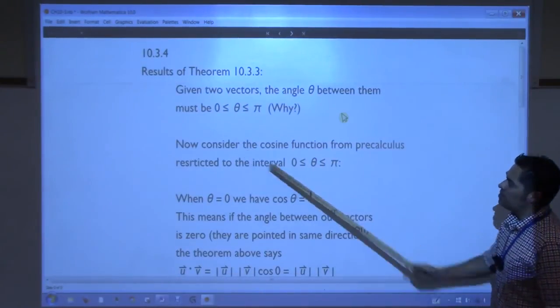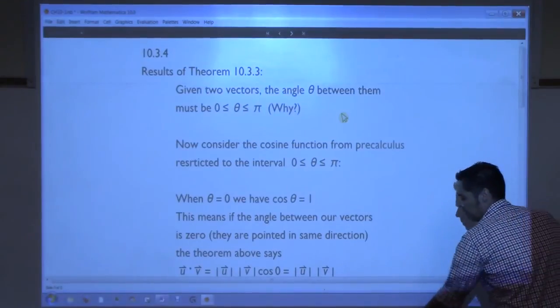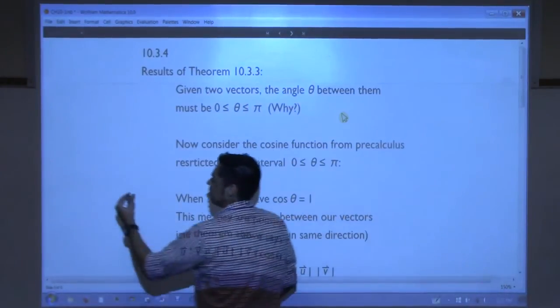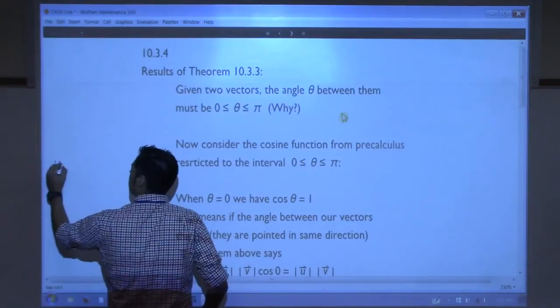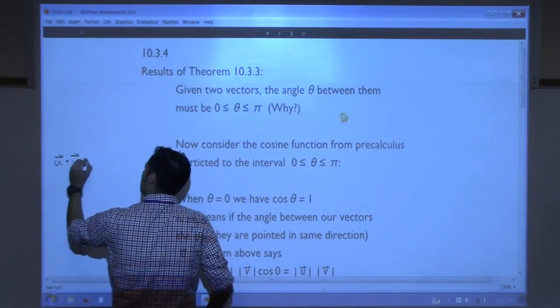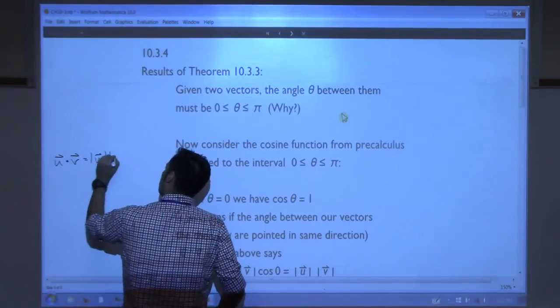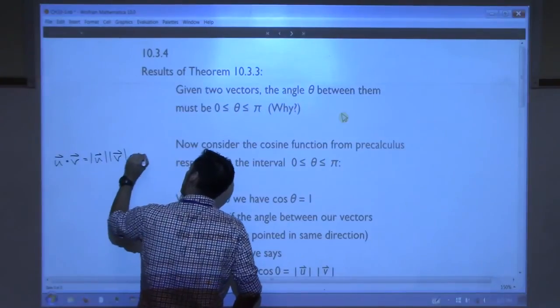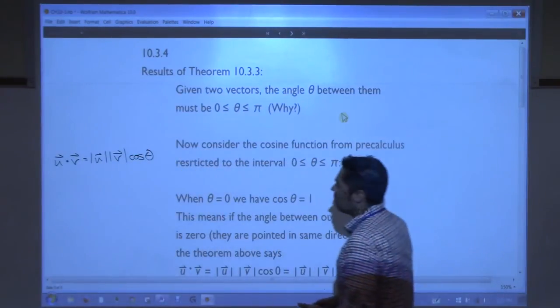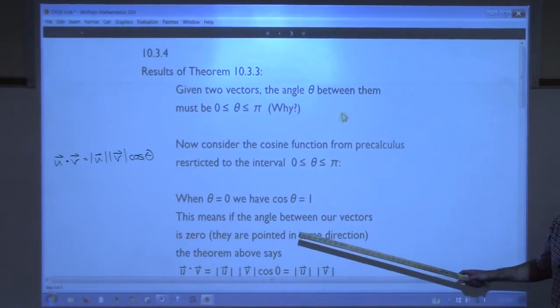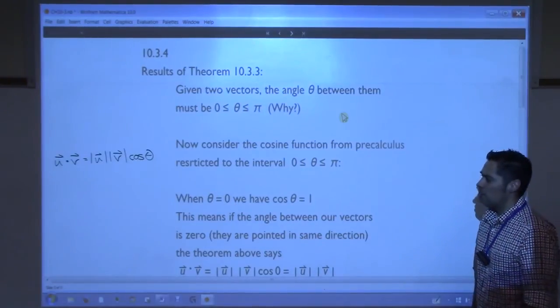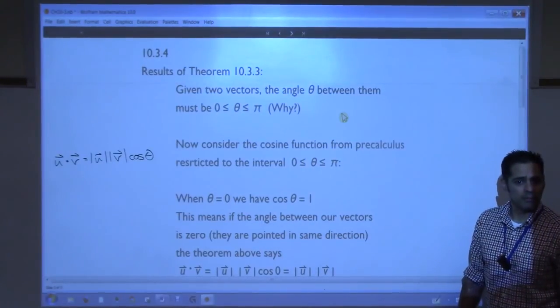Okay, now let's consider the cosine function from pre-cal. So what I'm doing is I'm about to look at this in more detail. u dot v equals magnitude of u, magnitude of v, cosine theta. Think about cosine theta from pre-cal. If theta is 0, cosine is 1?